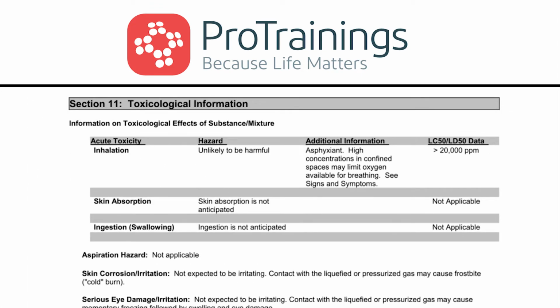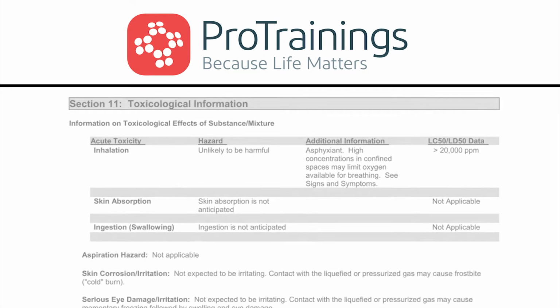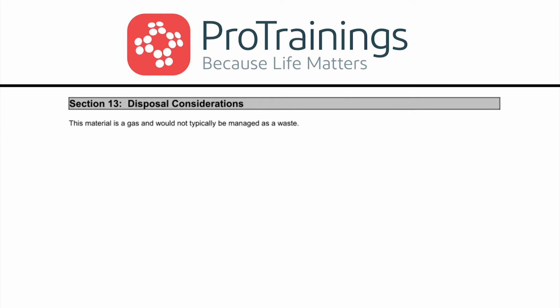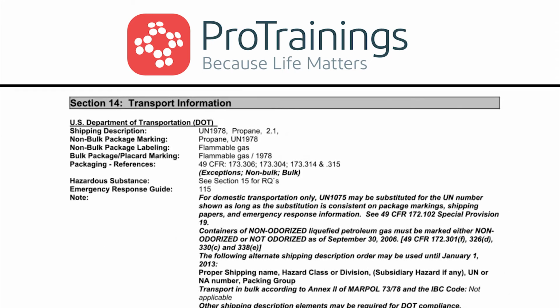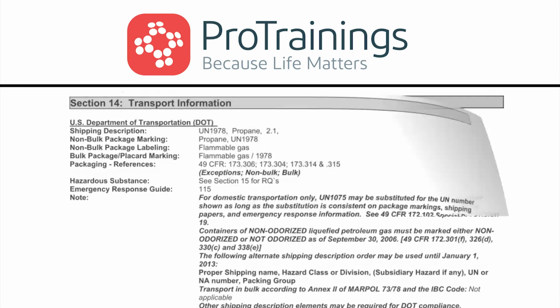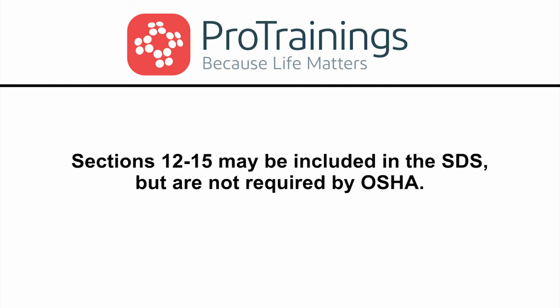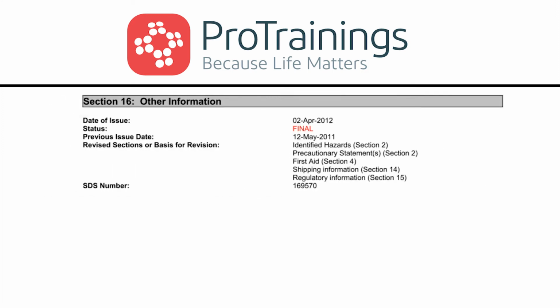This information includes the potential toxic effect if the chemical was inhaled or absorbed through the skin or ingested or swallowed. Section 12, ecological information. Section 13, disposal considerations. Section 14, transport information. Section 15, regulatory information. Sections 12 through 15 are not required by OSHA, but may be helpful information in handling the chemical. In Section 16, other information including the date of preparation or last revision of the SDS.